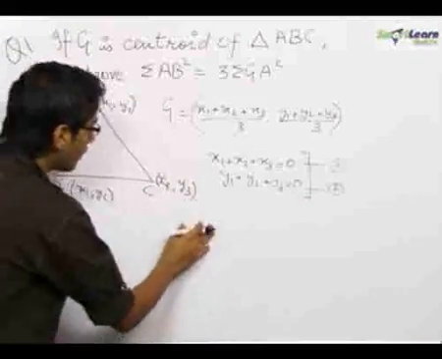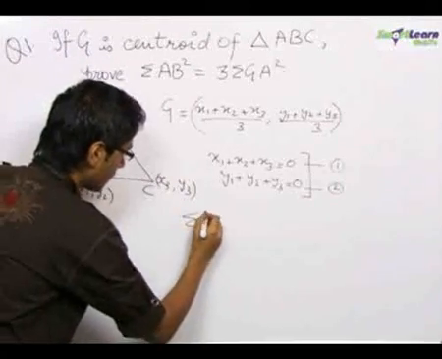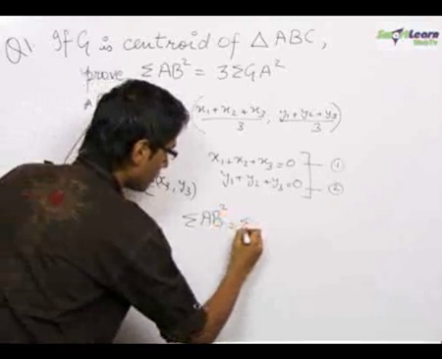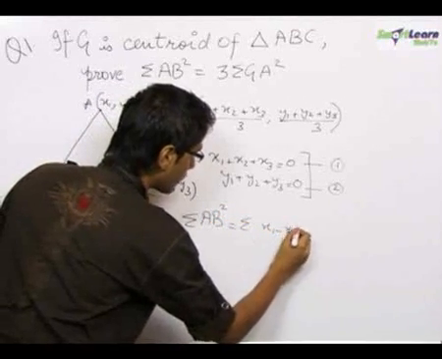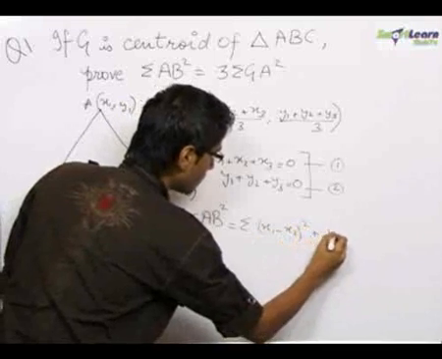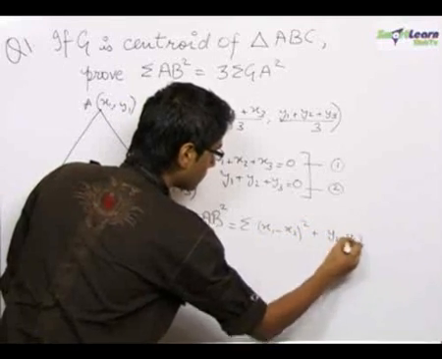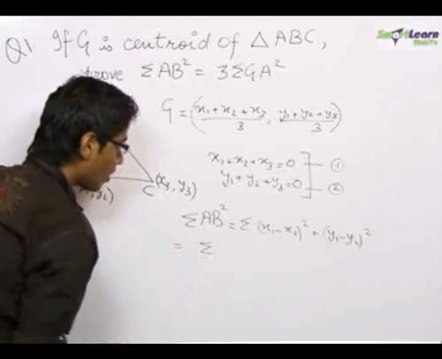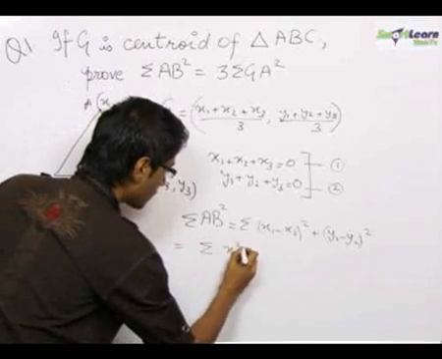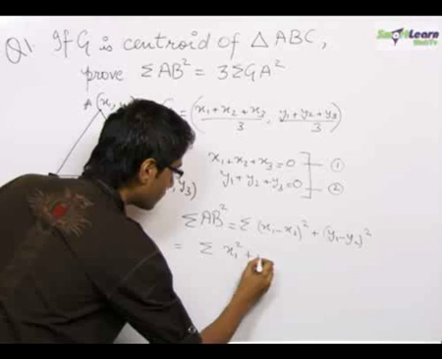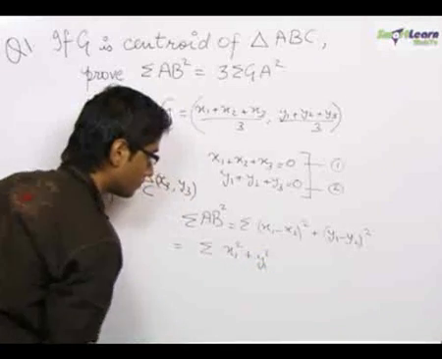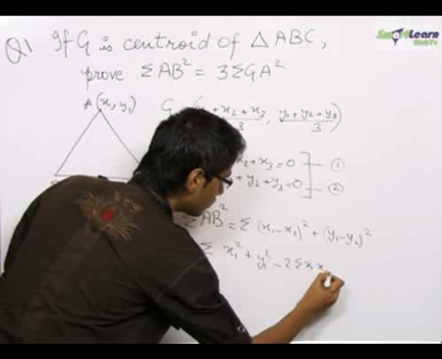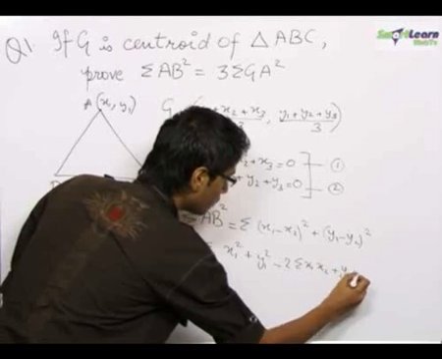Now we try to find out sigma AB square. Sigma AB square equals sigma of x1 minus x2 whole square plus y1 minus y2 whole square. This becomes sigma of x1 square plus y1 square minus 2 times sigma of x1 x2 plus y1 y2.